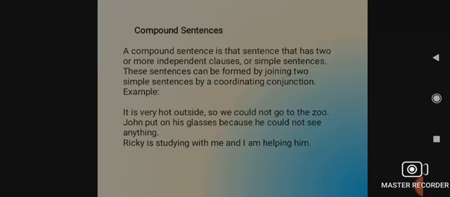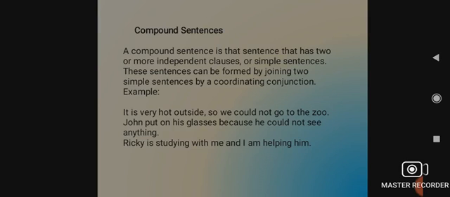The last type is compound sentences. A compound sentence is that sentence which has two or more independent clauses or simple sentences. These sentences can be formed by joining two simple sentences by a coordinating conjunction. There we use a subordinating conjunction. Here we use a coordinating conjunction. So a compound sentence contains two simple sentences joined by a coordinating conjunction.